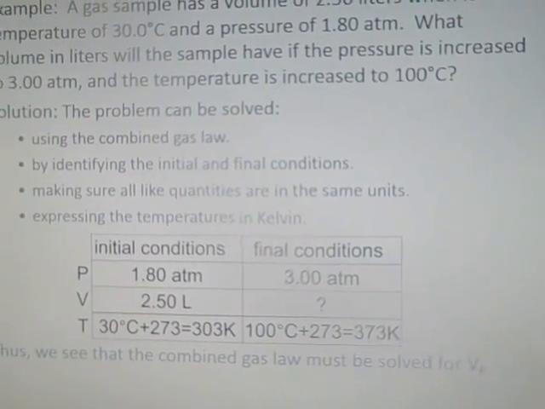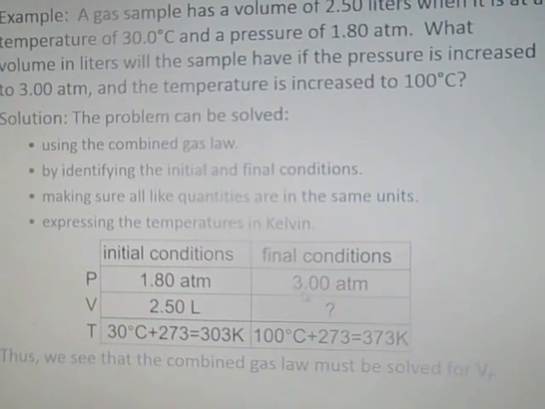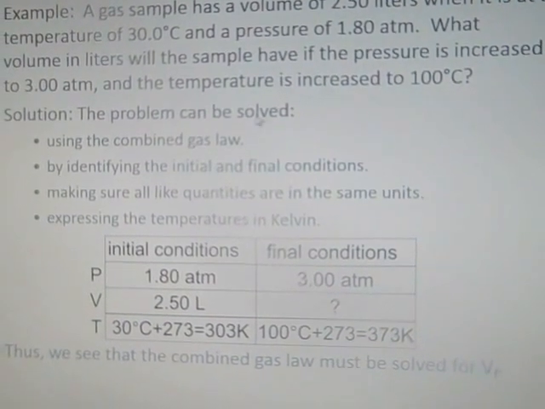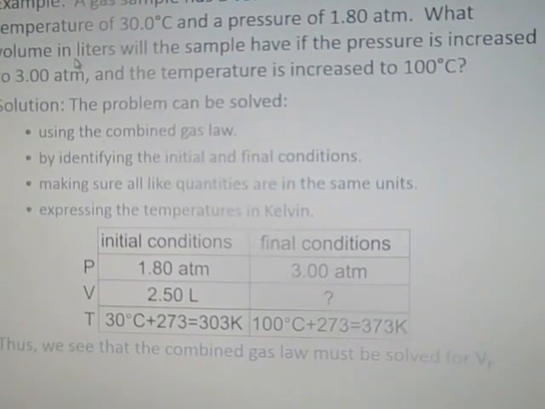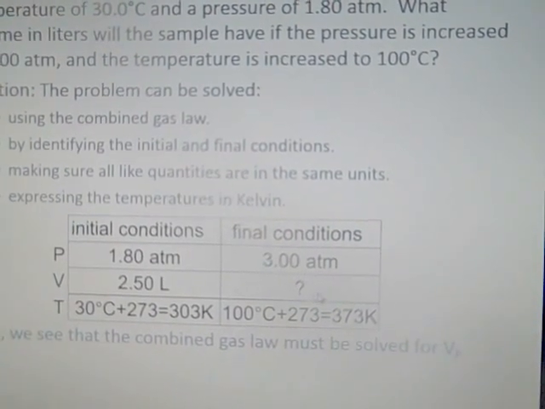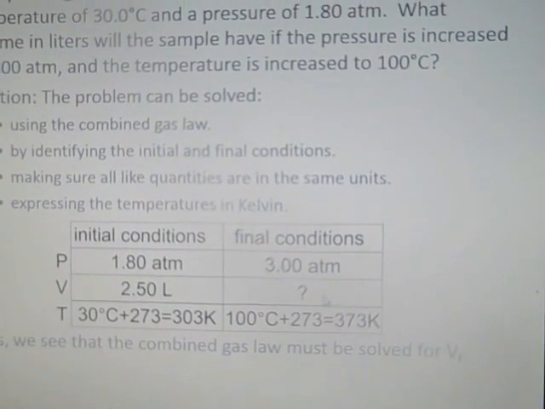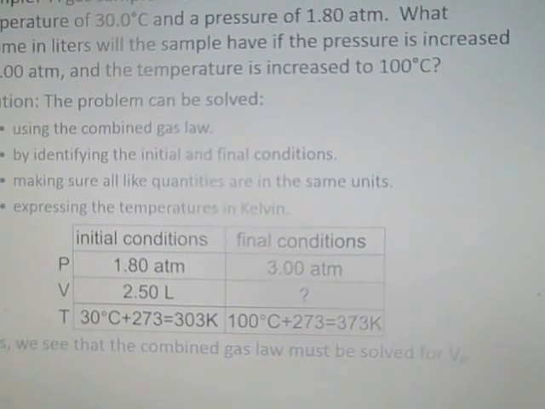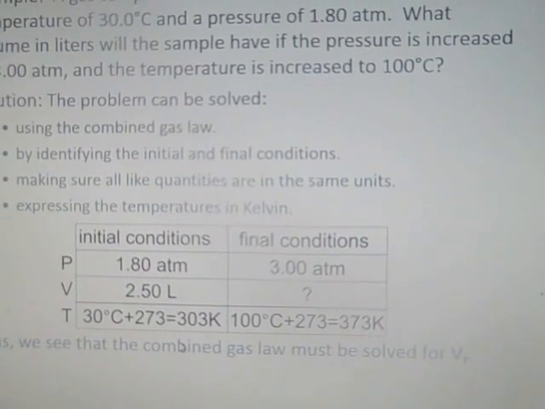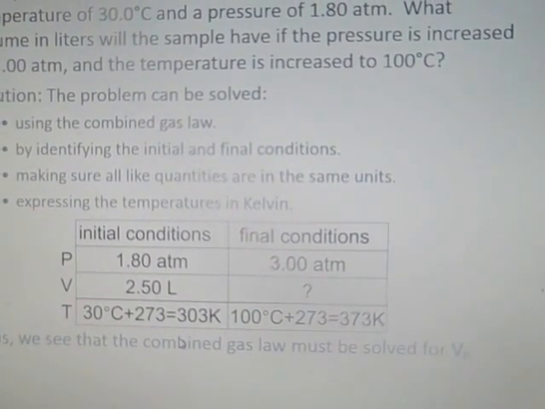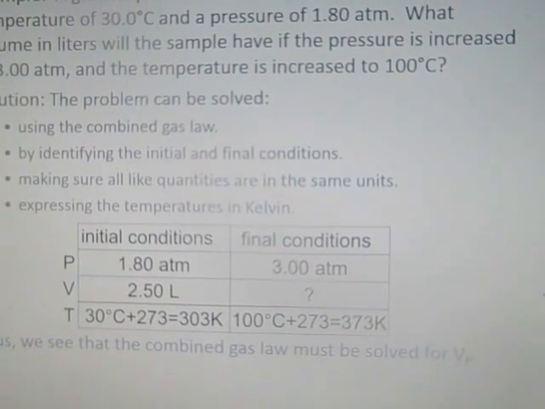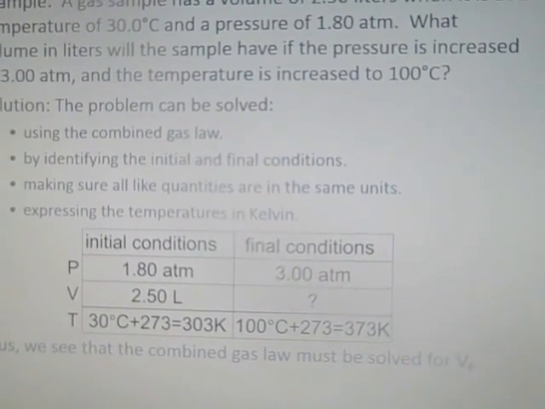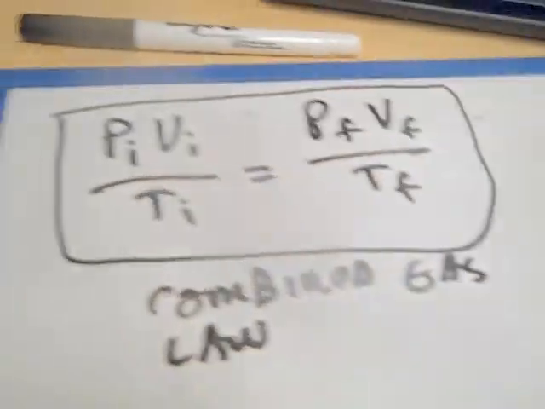And so you can see that the question is asking for the volume in liters. So we're asked what is the final volume, Vf. The way the question's asked, we're basically given one unknown, and we know all the other variables. So that means that we just have to rearrange the equation to solve for that unknown. So right here, that's exactly what we're doing.